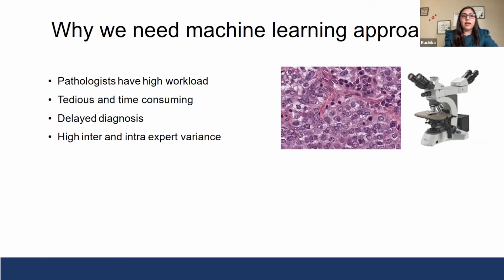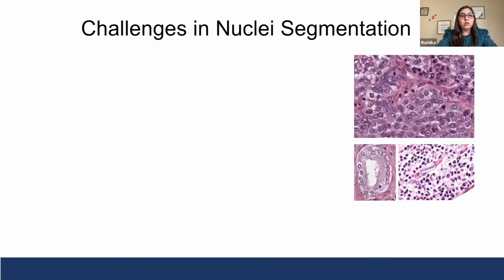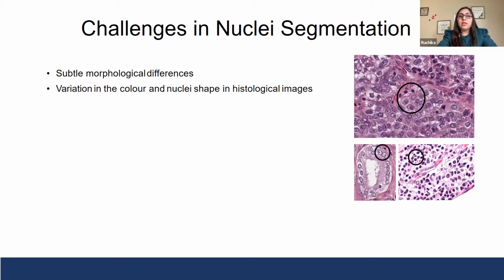It also delays diagnosis, and there is high intra and inter-expert variance. So there is a need for an objective, quantifiable, and reproducible automatic approach for nuclear segmentation. And there are some challenges in developing algorithms for nuclear segmentation, because in this problem, there are subtle morphological changes. There is high intratumoral heterogeneity, and a lot of different structures within a single whole slide image. And there is variability in the color and nuclear shape in histological images.